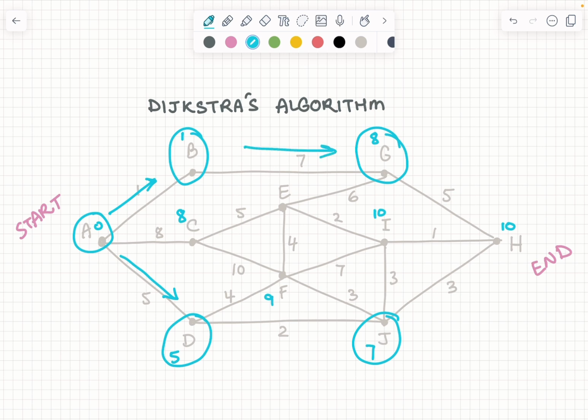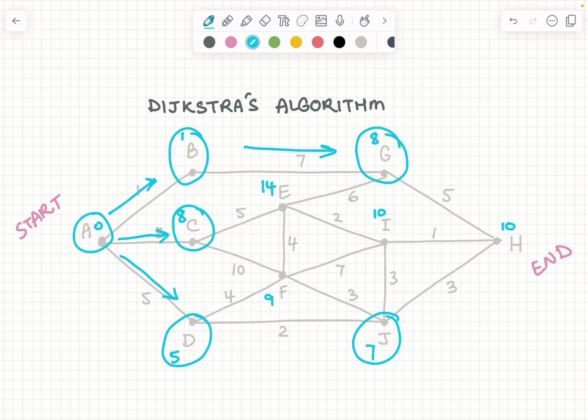Now let's look at the neighbours of G. To get to E, 8 plus 6 is 14. And to get to H, 8 plus 5 is more than 10. So we're not going to replace that 10. Again, looking at the lowest of the uncircled vertices, we have 8. So I'm going to circle that and create this new path from A to C.